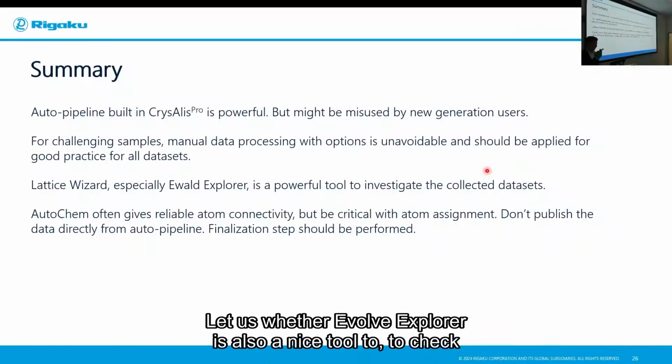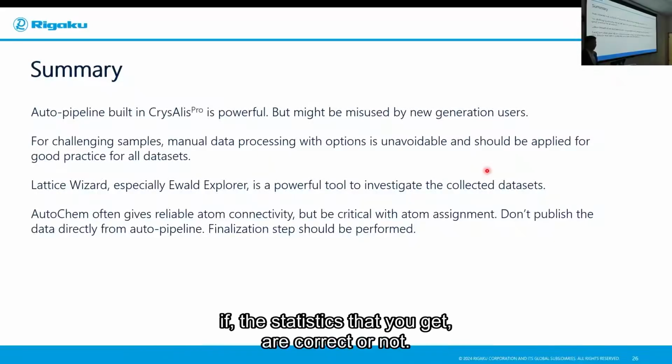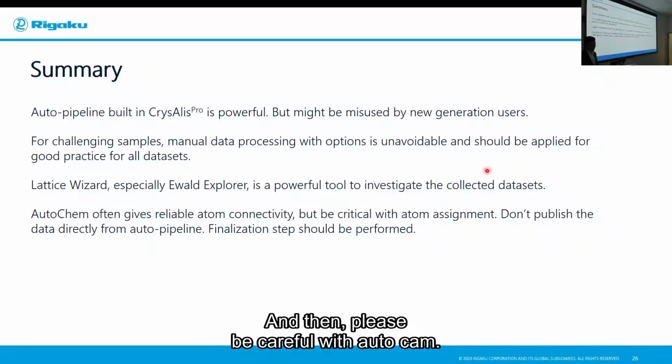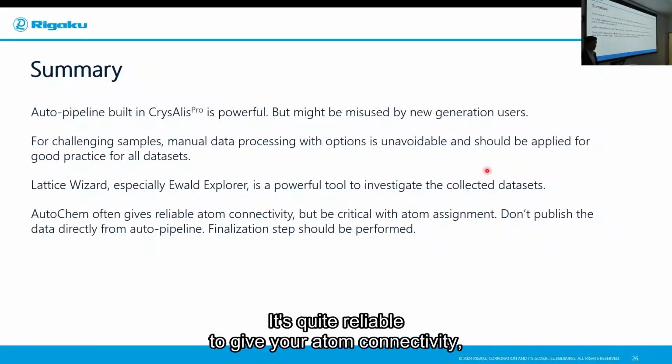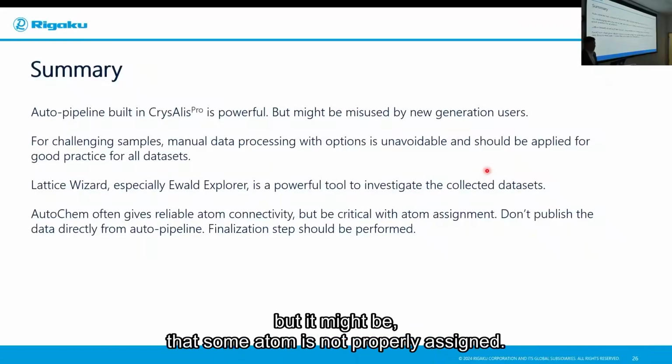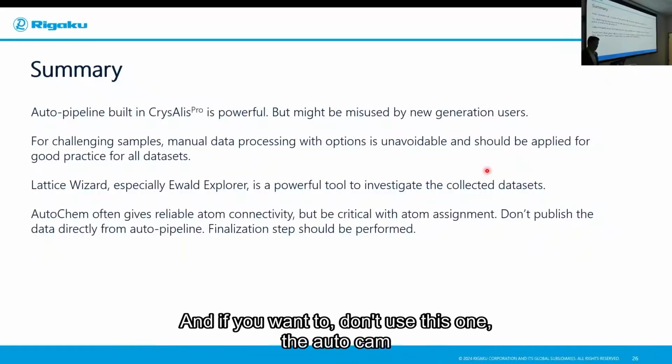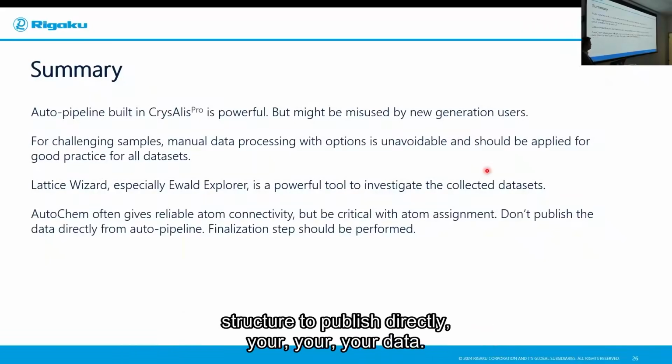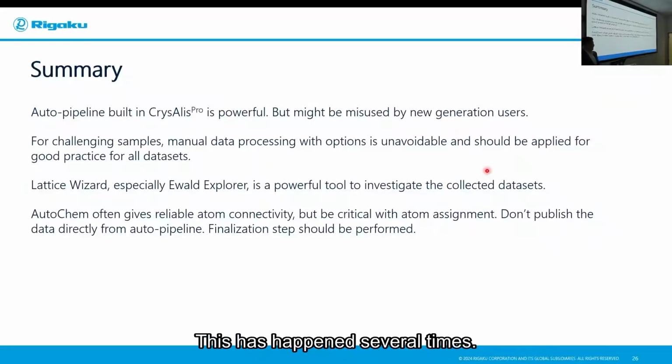Lattice Wizard, Evaluate Explorer is also a nice tool to check if those statistics that you get are correct or not. And then please be careful with AutoChem. It's quite reliable to give you atom connectivity, but it might be that some atom is not properly assigned. And don't use the AutoChem structure to publish your data directly. This has happened several times. Also, from what is this, they try to publish something.